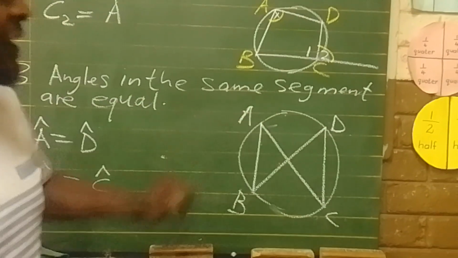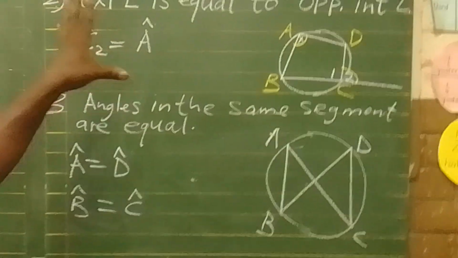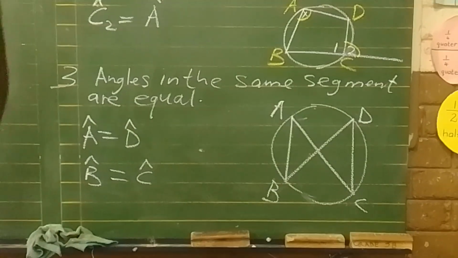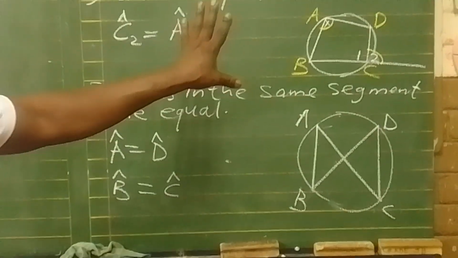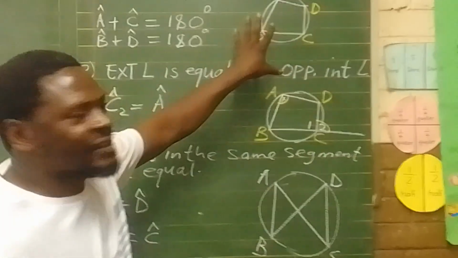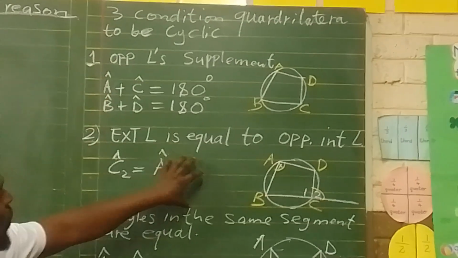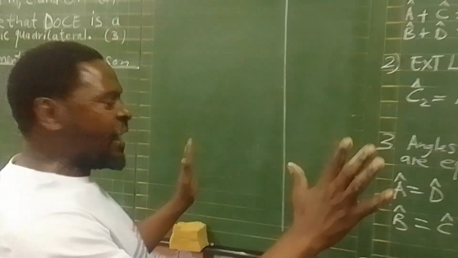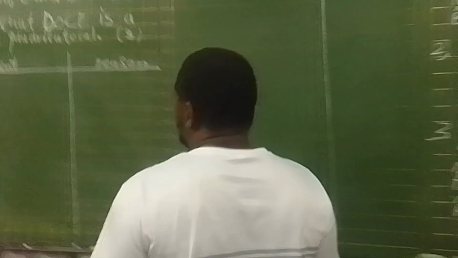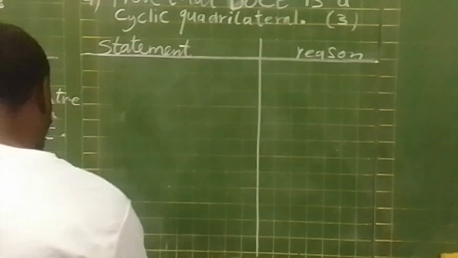Grade 12 and 11, you must take this along with you and run with it, because you cannot survive without knowing that a cyclic quadrilateral has got 3 conditions. The first one is this, the second one is that, the third one is this. So go and memorize this. Do not memorize, in fact, you must know this off by heart, because now we are going to use it here in the last question. Right, let's start with question number 1.